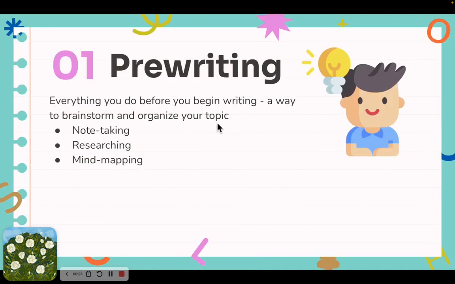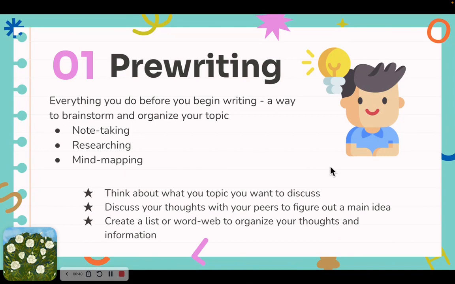To get into it, pre-writing is everything you do before you begin writing. It's kind of a way to brainstorm and organize your information. You can do this by note-taking, researching, or mind mapping. And some useful tips would be to think about what topic you want to discuss, share your thoughts with your peers to figure out a main idea, and create a list or a word web to organize your thoughts and information.